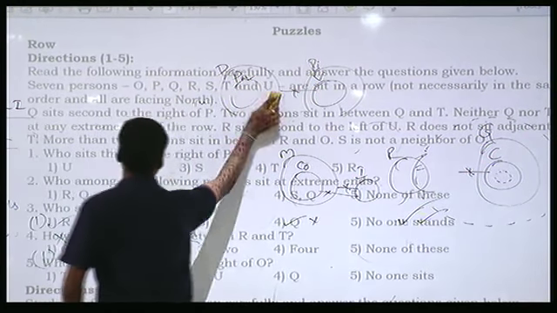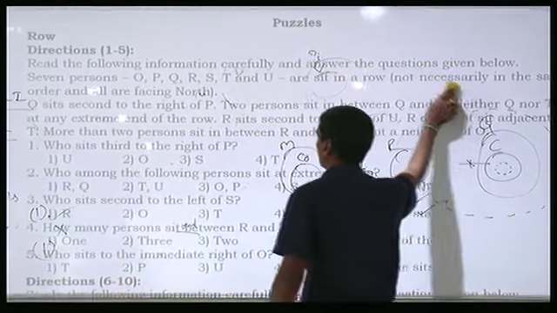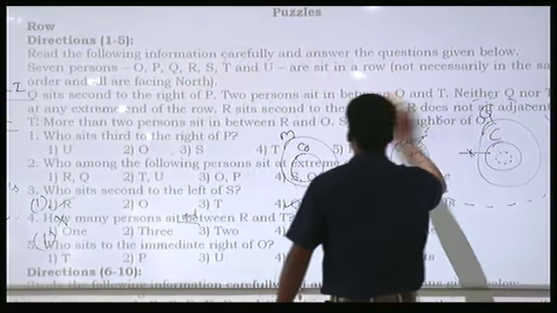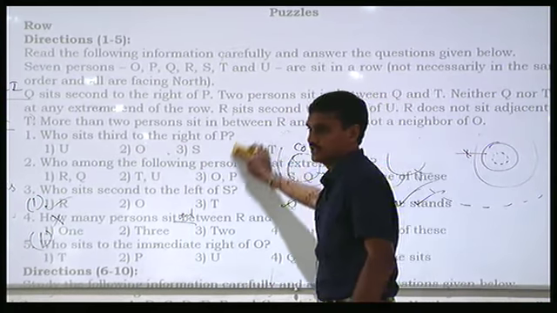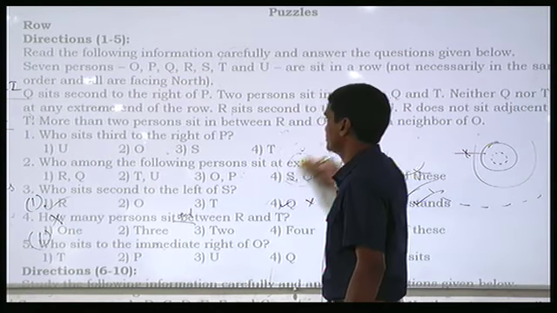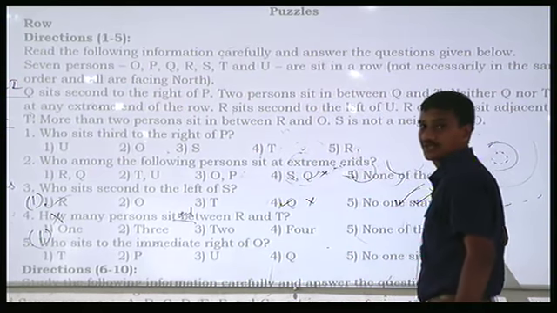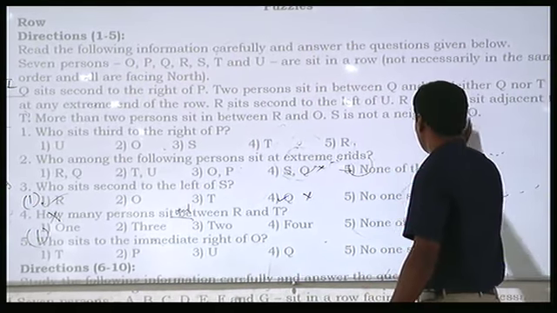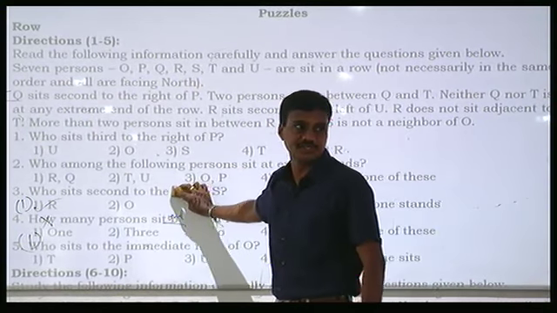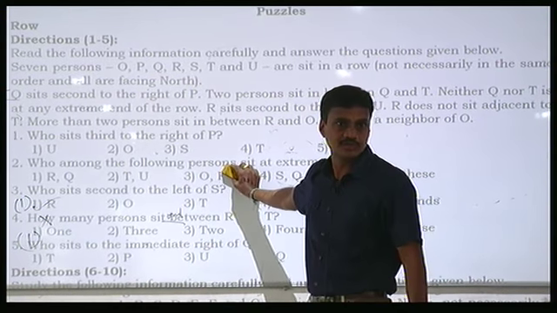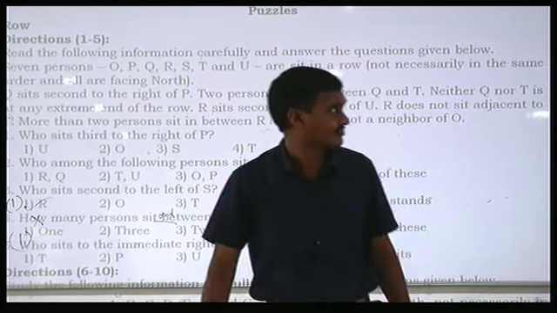7 persons. Who are the 7 persons? O, P, Q, R, S, T and U are seated in a row, facing north, not necessarily in the same order, isn't it? And Q sits second to the right of P. Start writing this. Q sits second to the right of P. Q is seated second to the right of P.